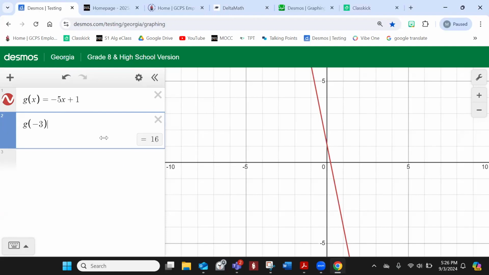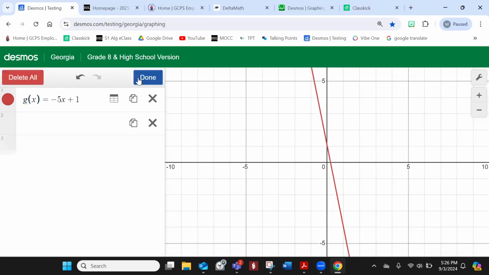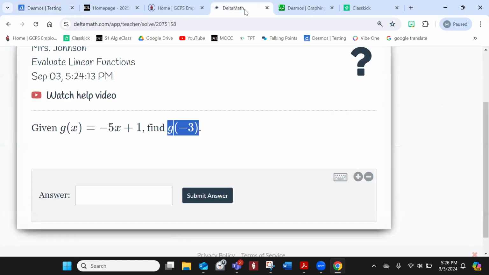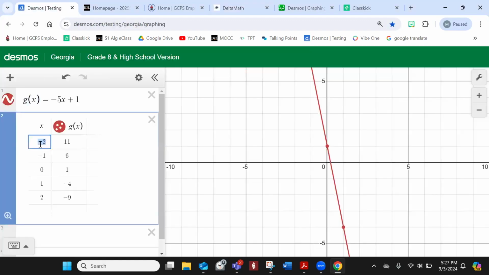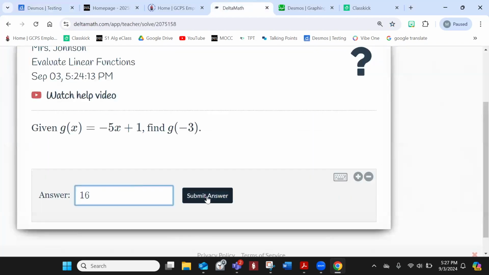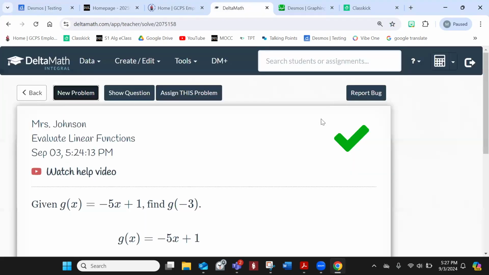Another way to do it is you can put, so you see how I got the g of x in? If you hit this gear, hit table, and then it says find g of negative 3, that's when x is negative 3 because it's inside of the parentheses. So negative 3 is x. If I change this to negative 3, it also gives me the same answer, 16. All right, so if I put 16 in, we'll see that that is correct.